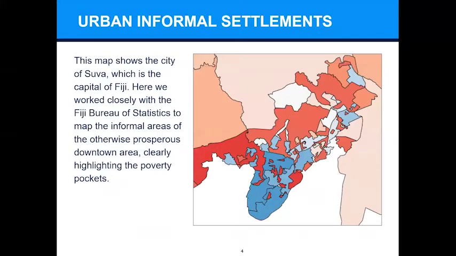This map shows another application of small area estimation or poverty mapping. This is Suva, the capital of Fiji, and here our team worked very closely with the Fiji Bureau of Statistics to map the informal areas of the otherwise prosperous downtown area, clearly highlighting areas of poverty pockets, even though the overall downtown is prosperous.